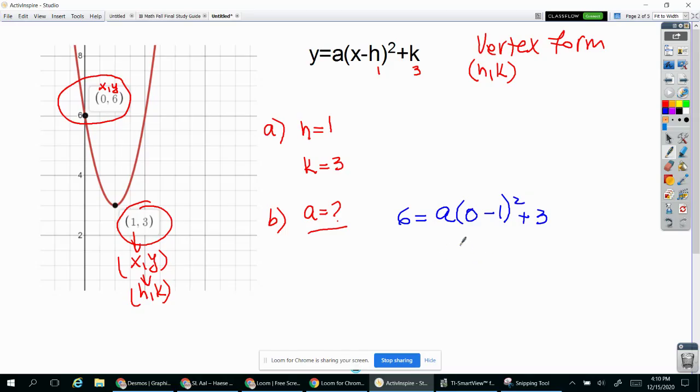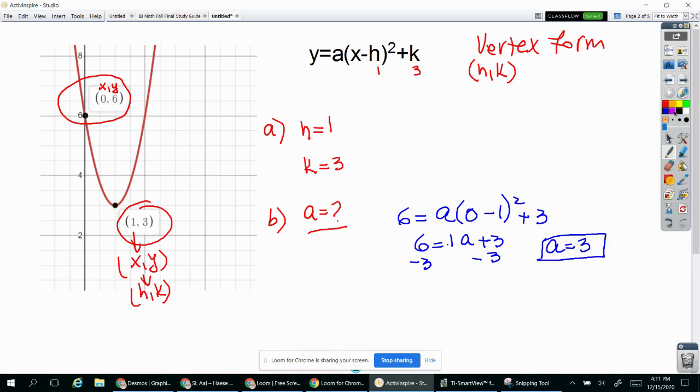Let's now simplify this. 0 minus 1 is negative 1. Negative 1 squared is positive 1. So I have 1a, or just a, plus 3 equals 6. To solve for a, I need to subtract 3 from both sides, and I have that a is 3.